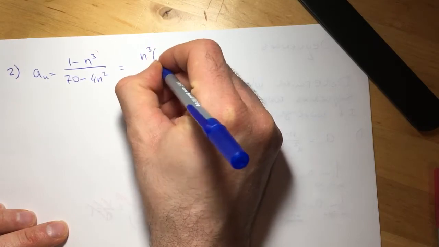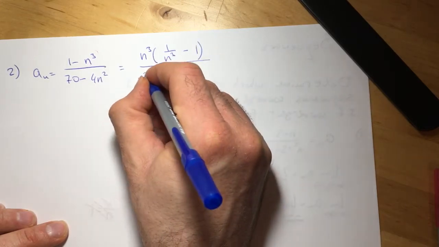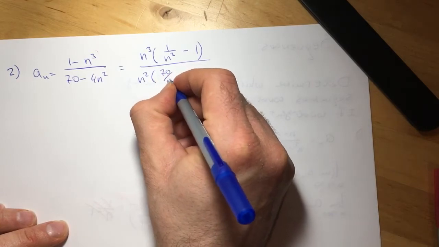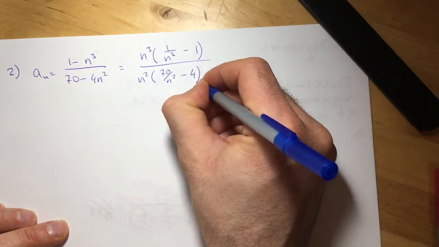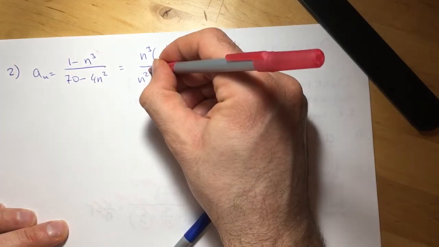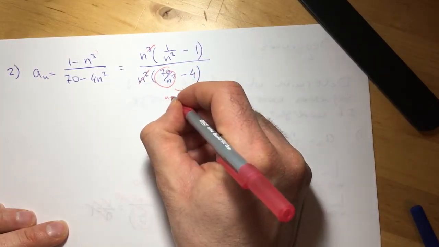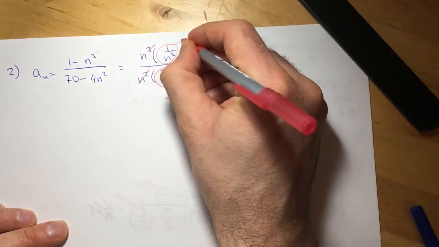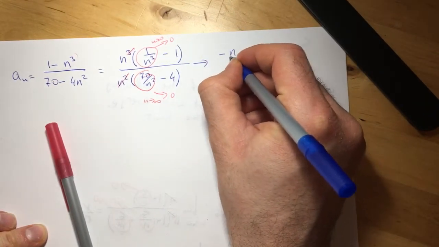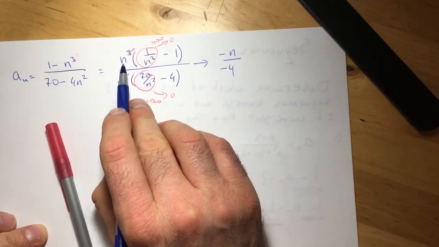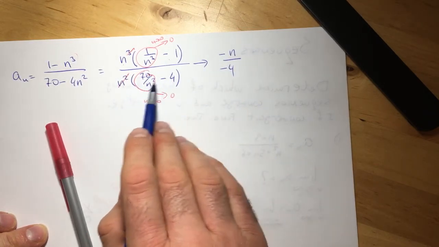So factor out the highest exponent in the numerator. You have n cubed times (1 over n cubed minus 1), over the highest exponent in the denominator, n squared times (70 over n squared minus 4). Okay, so here you cancel this and this. Send n to infinity. As n goes to infinity, this ratio goes to 0, and also 1 over n cubed goes to 0 as n goes to infinity, which means that this expression converges to negative n over negative 4. One n is left here, times negative 1 is negative n. In the denominator you have 1 times 0 minus 4, that's negative 4, right?